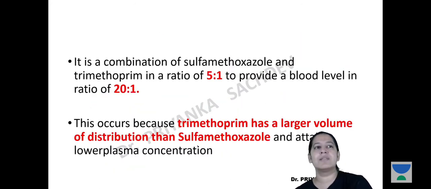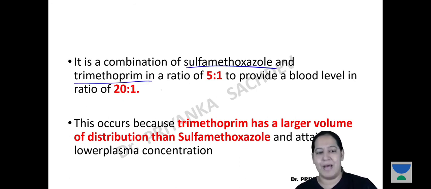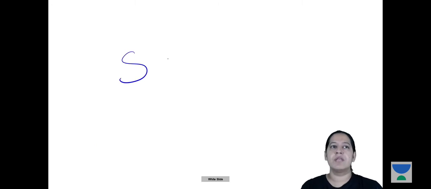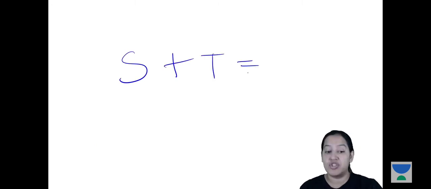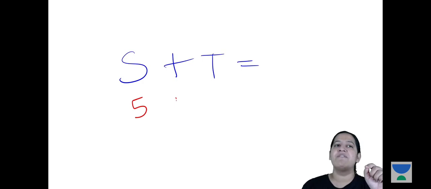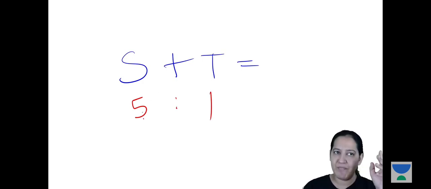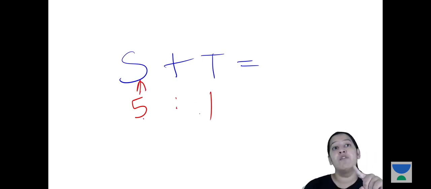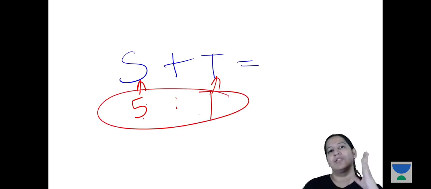Now in what concentration will you mix the two? In what concentration will you mix sulfamethoxazole with trimethoprim? You will mix in 5:1. 5 parts of sulfamethoxazole you will mix with 1 part of trimethoprim. Learn this ratio.